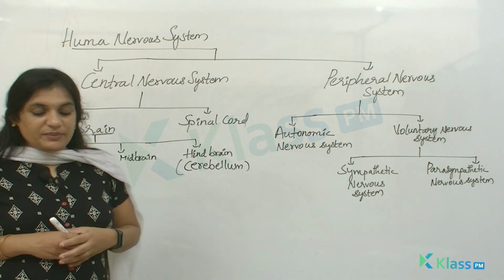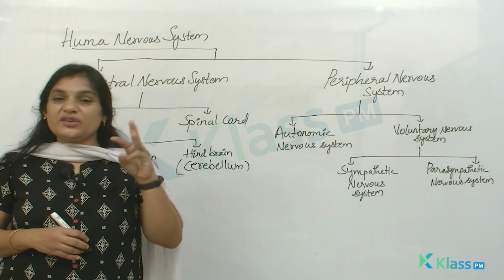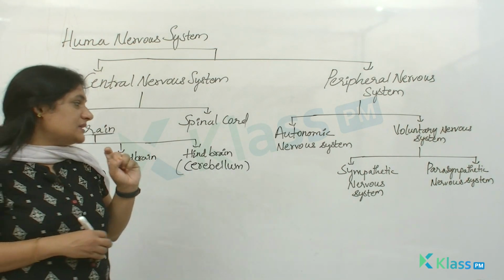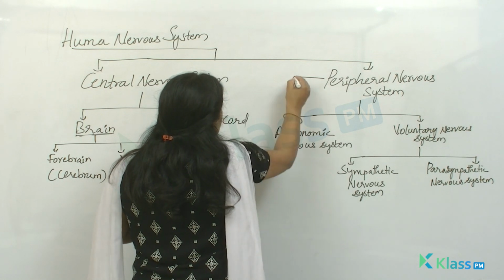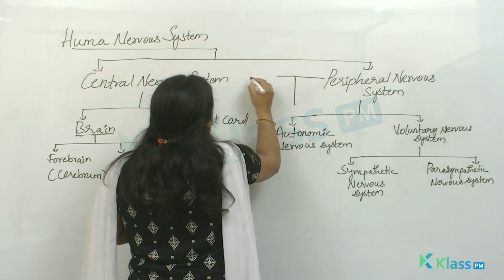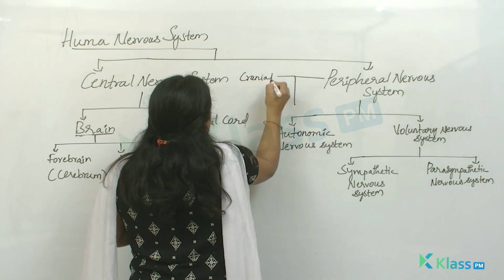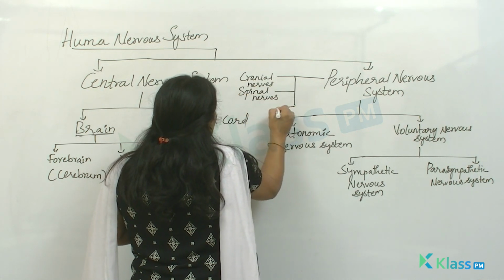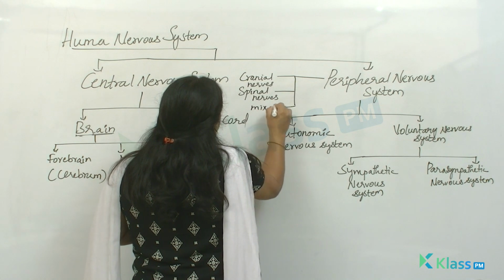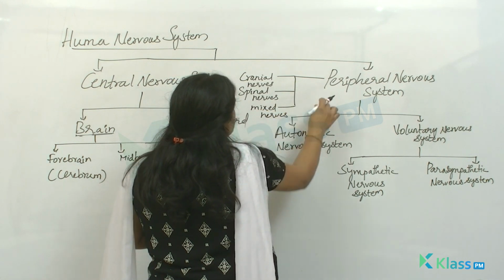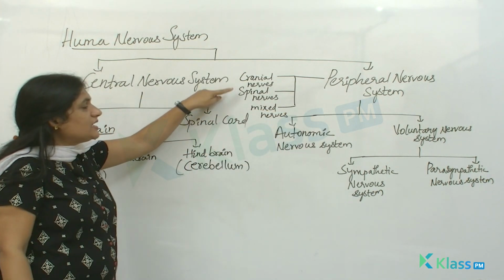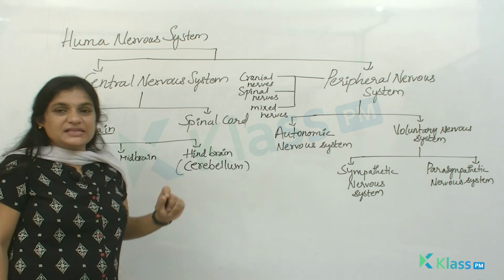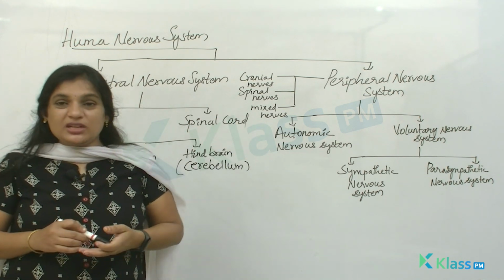This peripheral nervous system comprises cranial nerves, spinal nerves and mixed nerves. So what are the different types of nerves present in the peripheral nervous system? Cranial nerves, spinal nerves and mixed nerves. Now let us talk about each in detail.